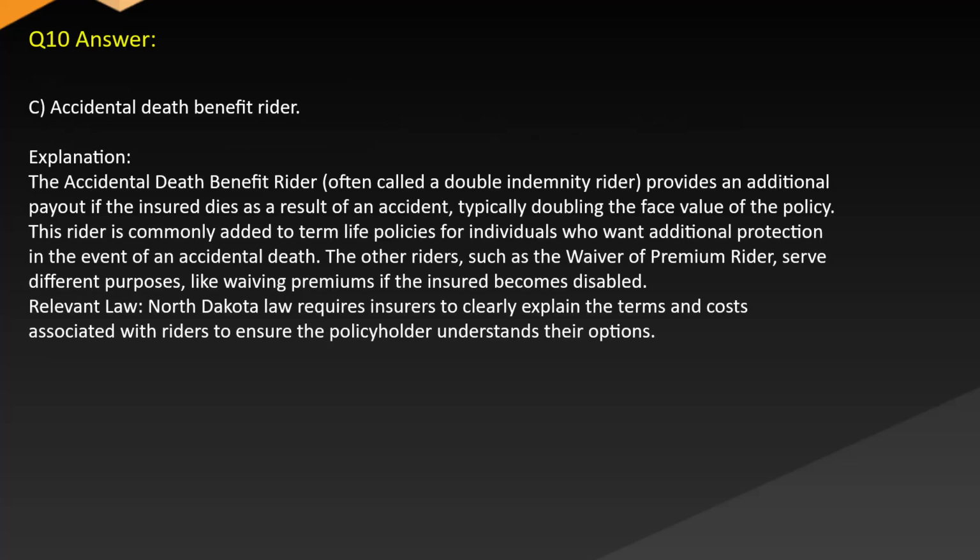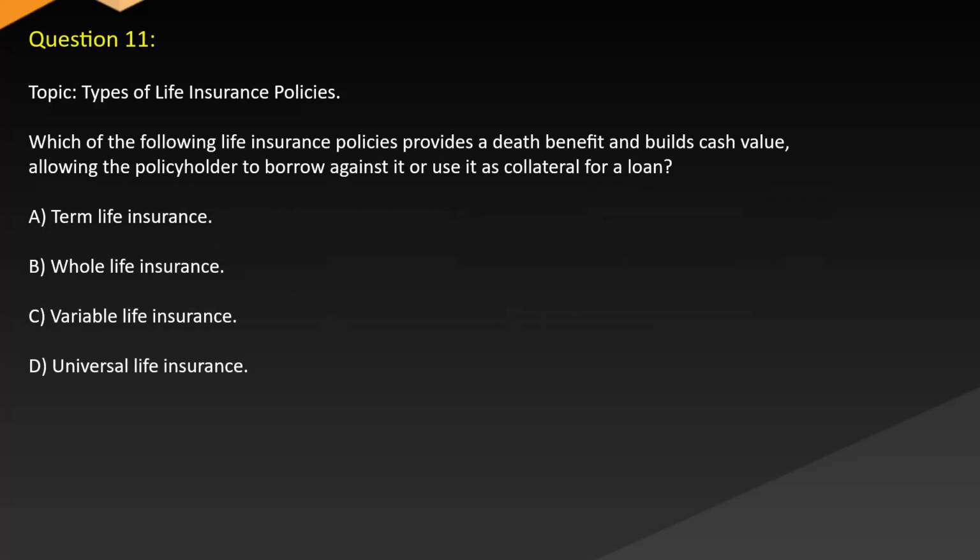Answer: C. Accidental death benefit rider. Explanation: the accidental death benefit rider, often called a double indemnity rider, provides an additional payout if the insured dies as a result of an accident, typically doubling the face value of the policy. This rider is commonly added to term life policies for individuals who want additional protection in the event of an accidental death. The other riders, such as the waiver of premium rider, serve different purposes, like waiving premiums if the insured becomes disabled. Relevant law: North Dakota law requires insurers to clearly explain the terms and costs associated with riders to ensure the policyholder understands their options.